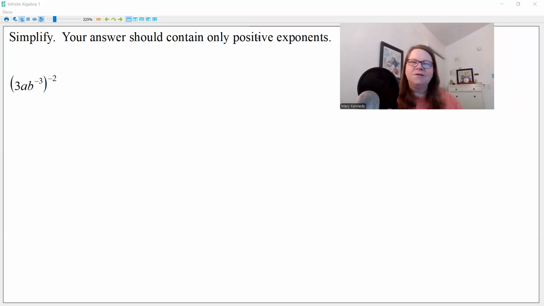Pretty much every time you see a parentheses, you want to do that first, just like in order of operations that you've done forever, like PEMDAS. So I would say let's multiply everything by -2.